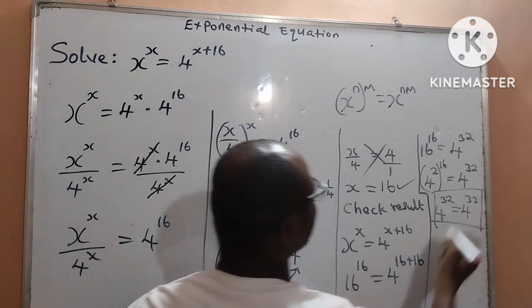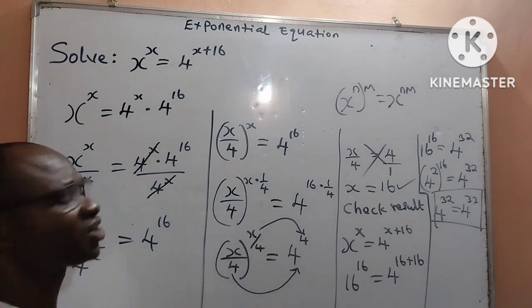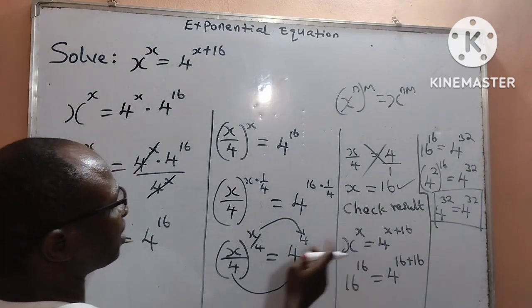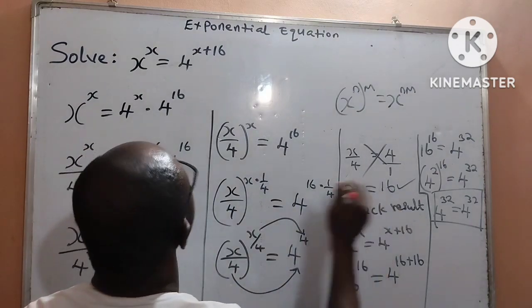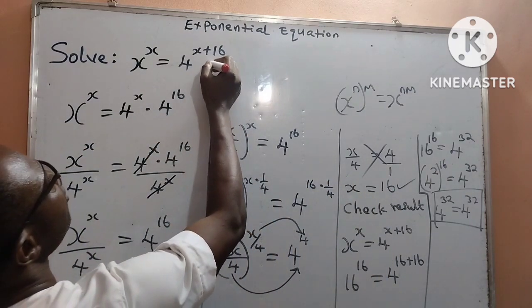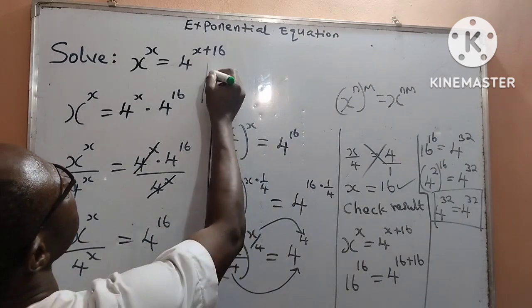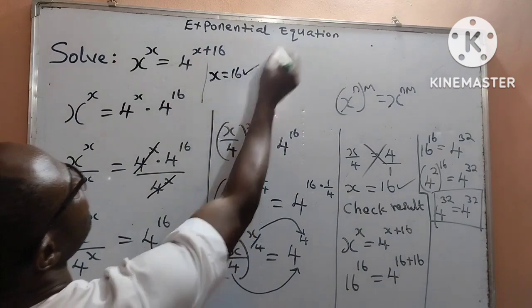Authenticating the answer that we got, that both sides of the equation are equal when the value of x is substituted to be equal to 16. So in conclusion here, our x therefore is equal to 16.